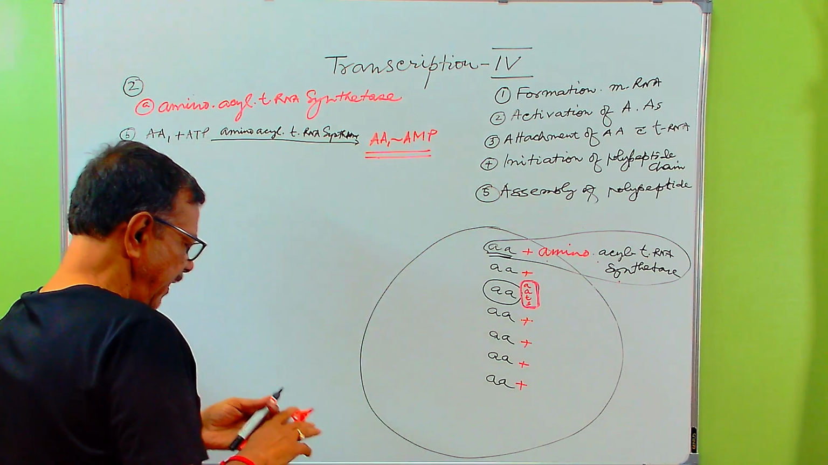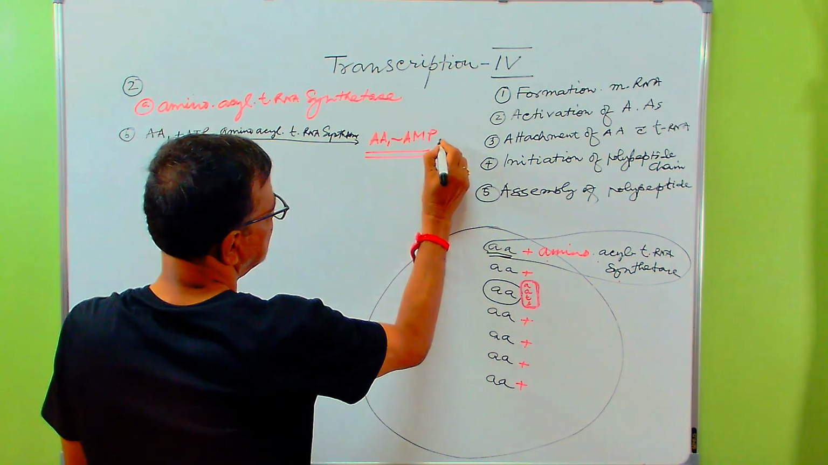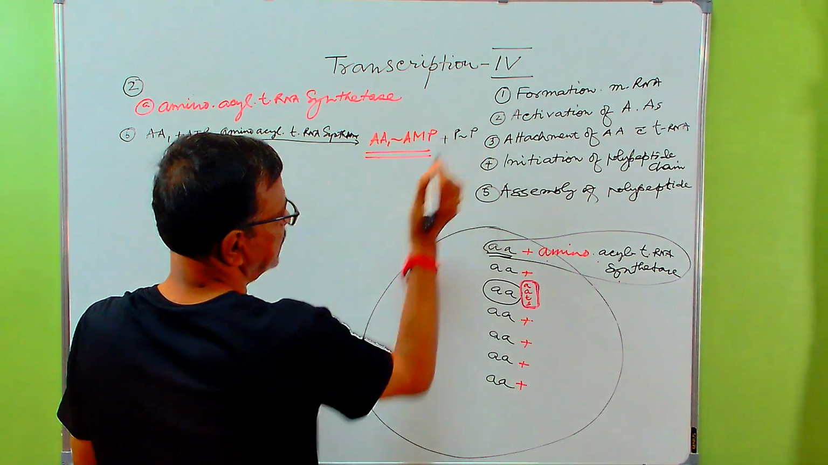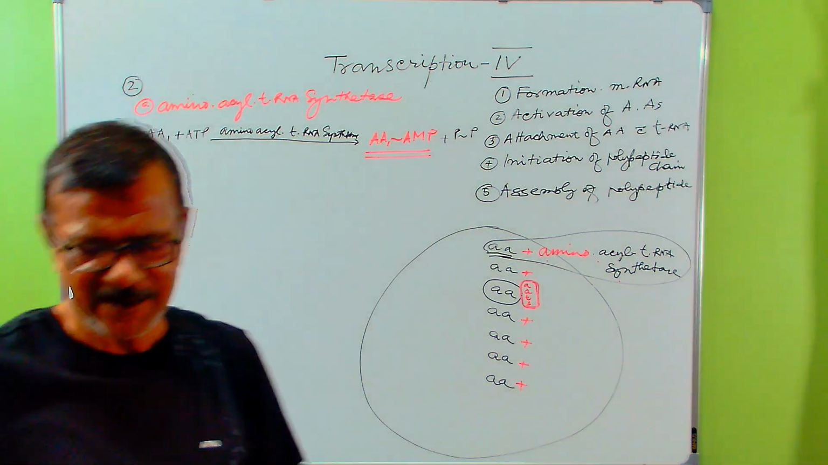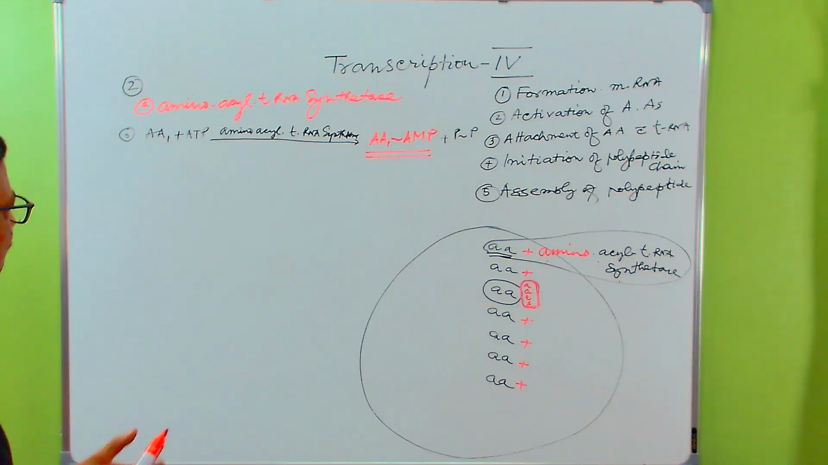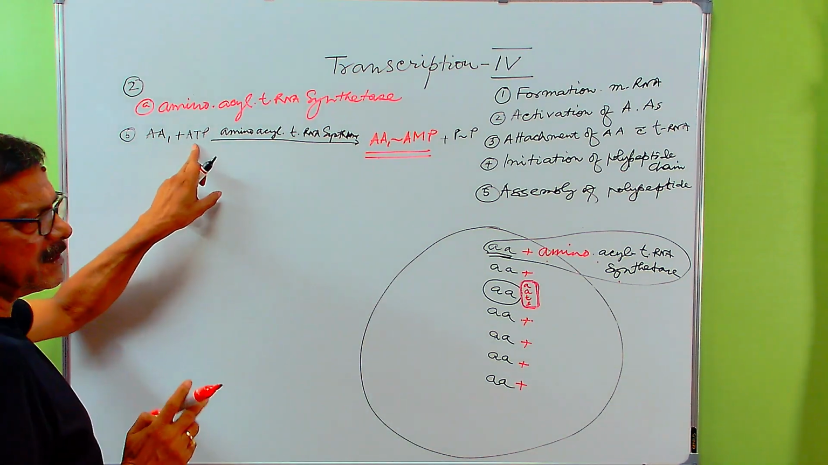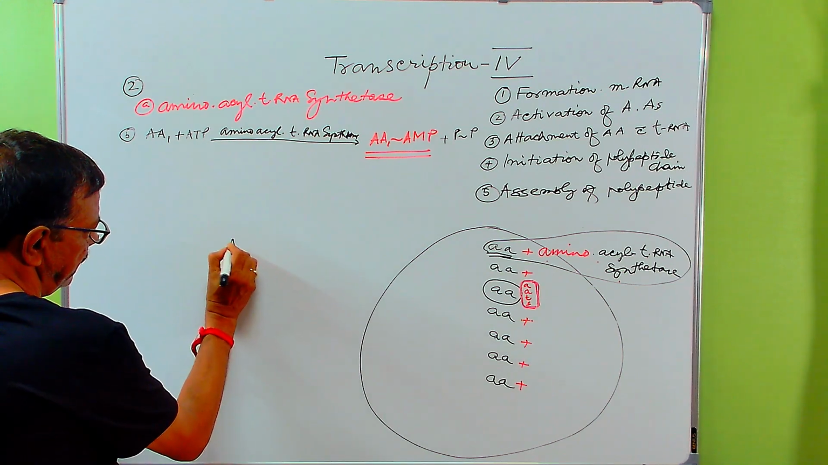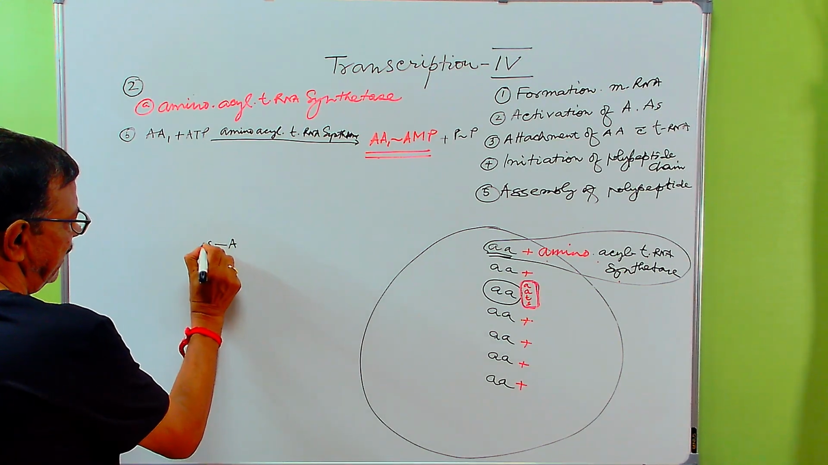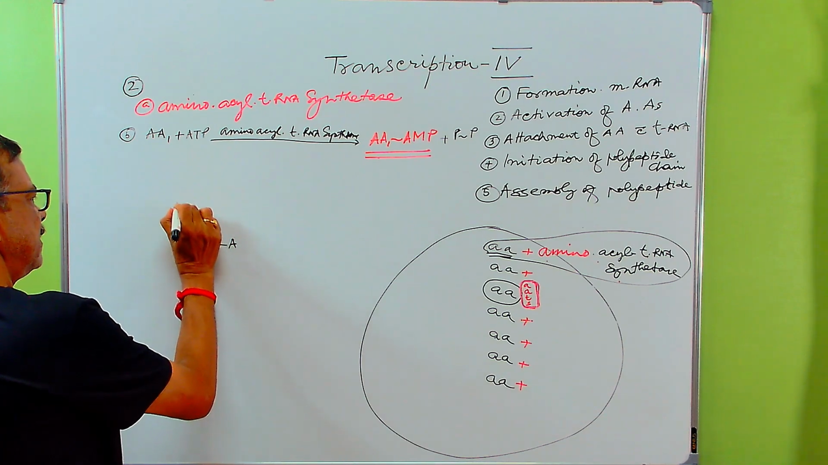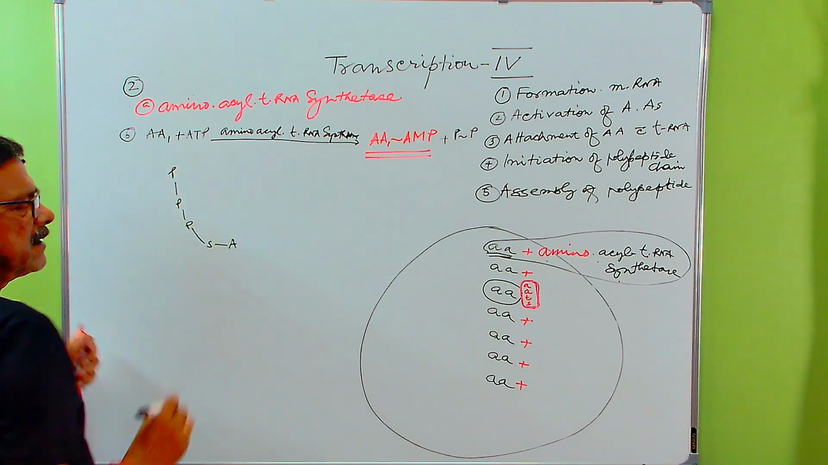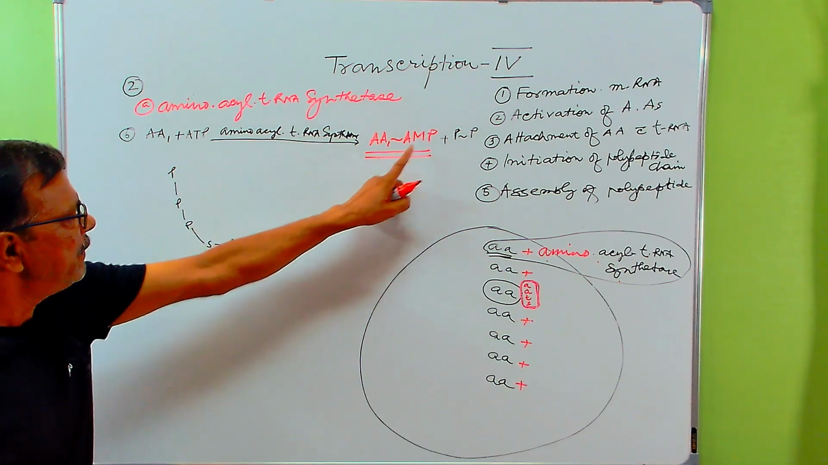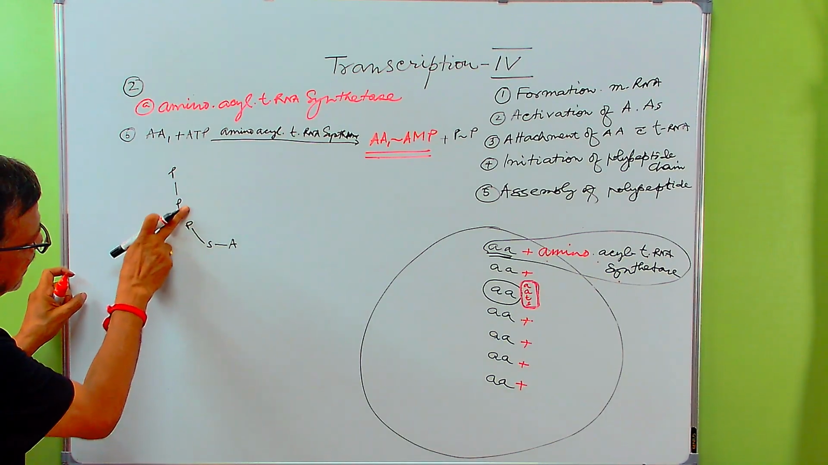This is formed, and along with this pyrophosphate is formed. Very difficult. Let us clear it. Now, amino acid, ATP: adenosine, sugar, phosphate, phosphate, phosphate. So adenosine triphosphate, and here AMP, adenosine monophosphate is there.